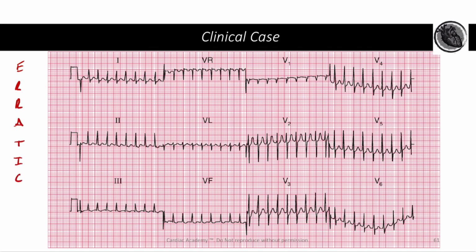And we're gonna follow this mnemonic so we can interpret this EKG in a systematic way. So first is the E, and the E is just for EKG to make the mnemonic work. Then we have R, and the first R is for rate.